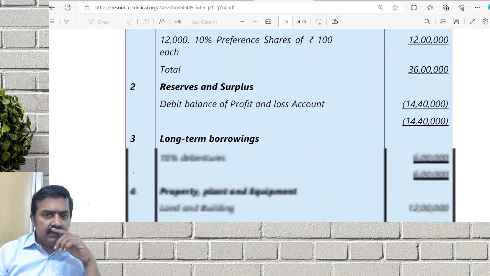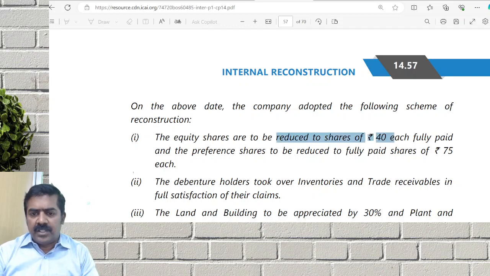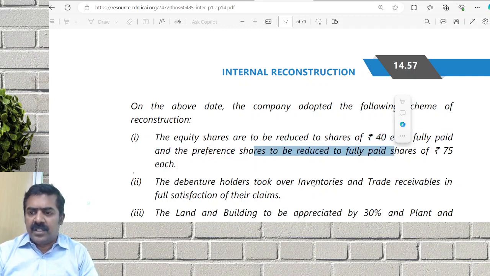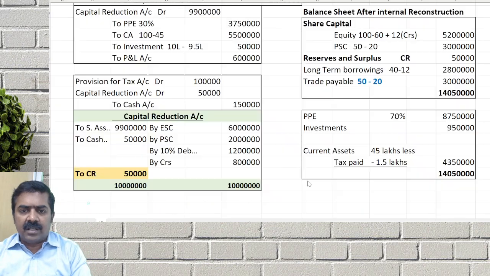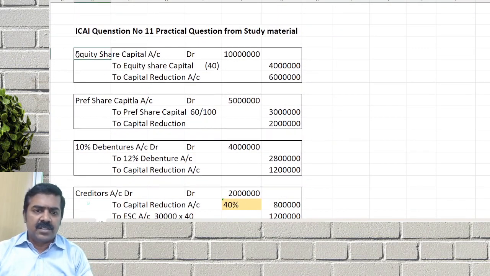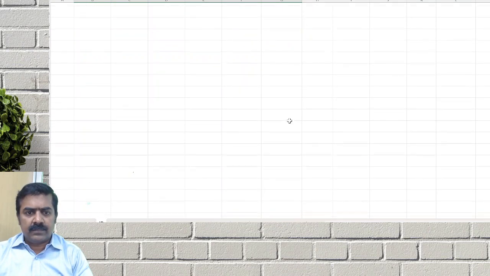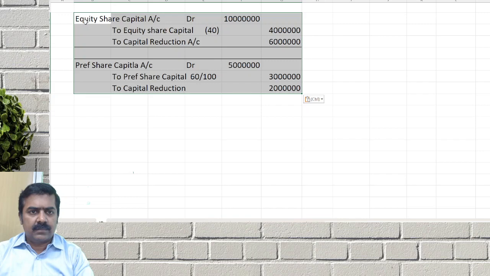Shall we start? What is the first one? Equity share capital and preference shares are reduced. Yeah. So in the exam or in the material, they passed the conversion entry only. They passed which one? This conversion entry. Yes, sir.